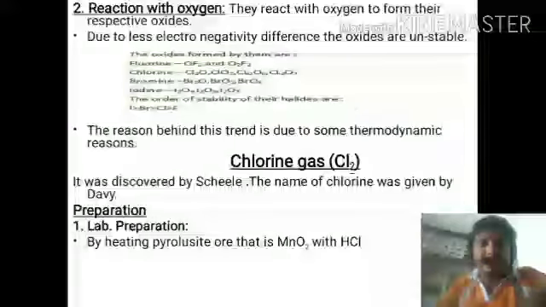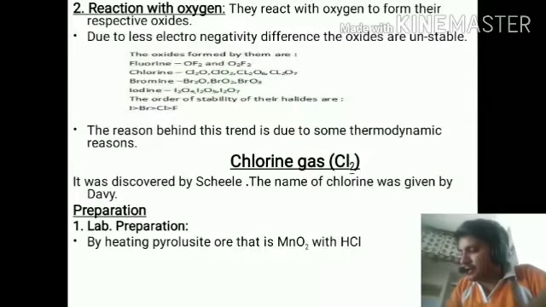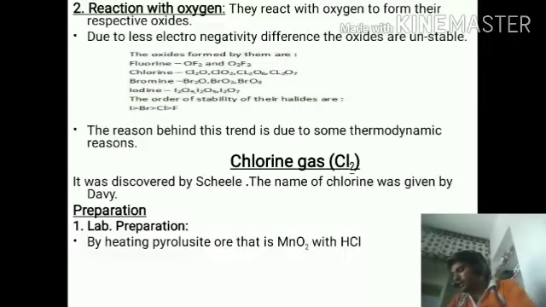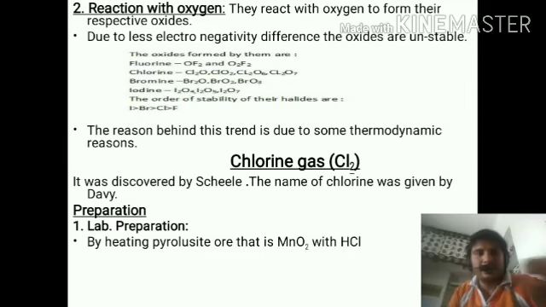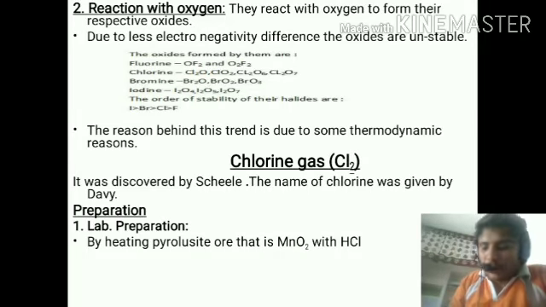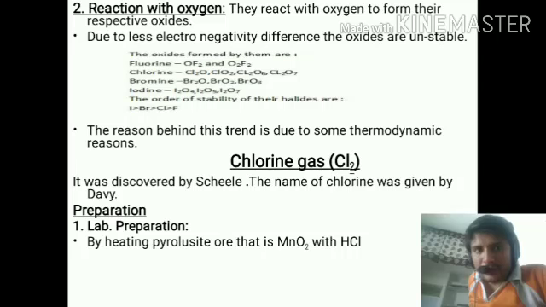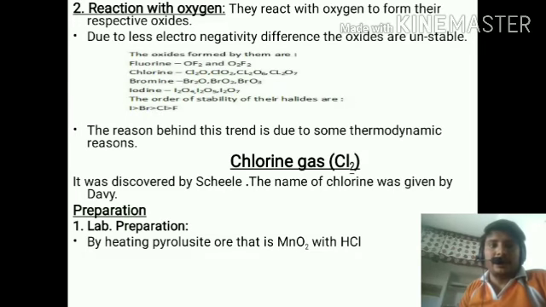Now the next compound of the halogen family is chlorine. We just talked about the physical and chemical properties of the halogens. The first element of the group 17 halogens is chlorine. The formula of chlorine is Cl2, and it is a colorless gas. Sorry, it is greenish yellow in color, and it has a very pungent odor.